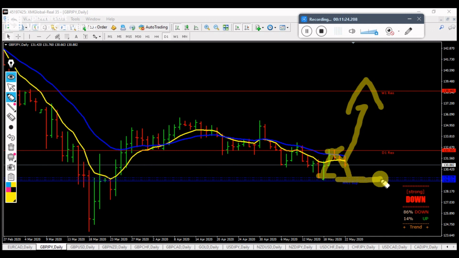So what I am expecting from GBP JPY, it will go up.